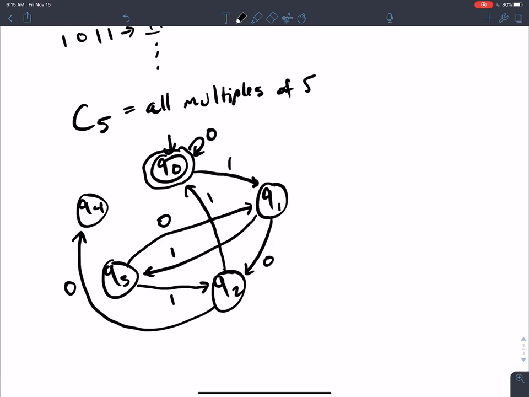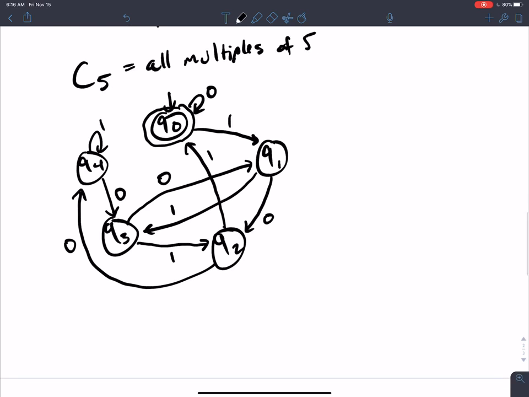And then Q4, let's see. Q4, multiply the remainder by 2 is 8, and then reduce by 5 is going to be 3. So then that's going to be here. And then the next one in the line for the 1 is itself. And so that's the entire DFA.